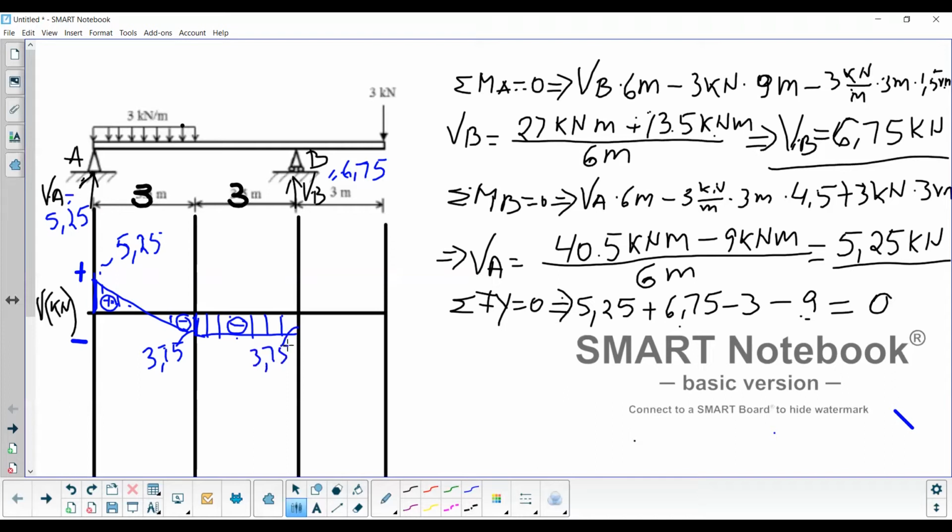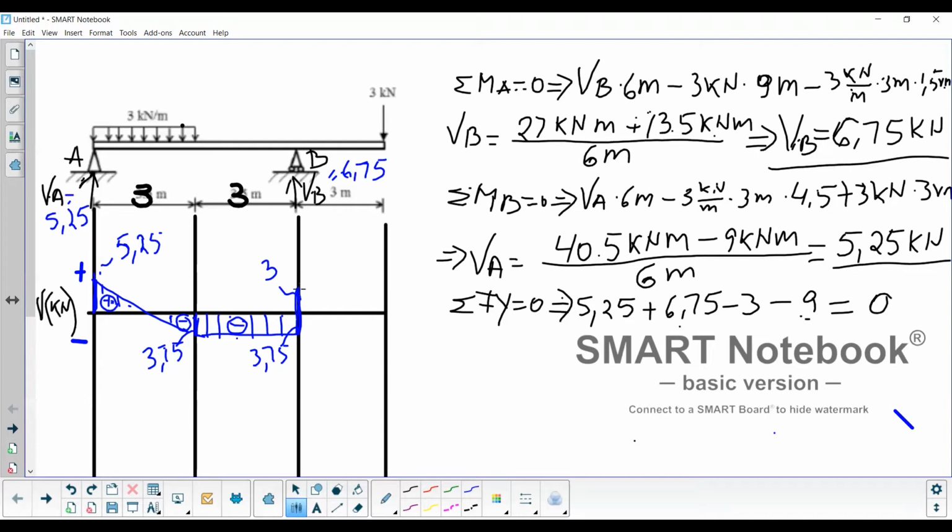So now from 3.75, at this section here, I'm looking at the force. I have VB, the reaction VB going up, goes up 6.75, which means I will be having all the way up here 3 kilonewtons. We'll have 3 plus 3.75 equals 6.75.